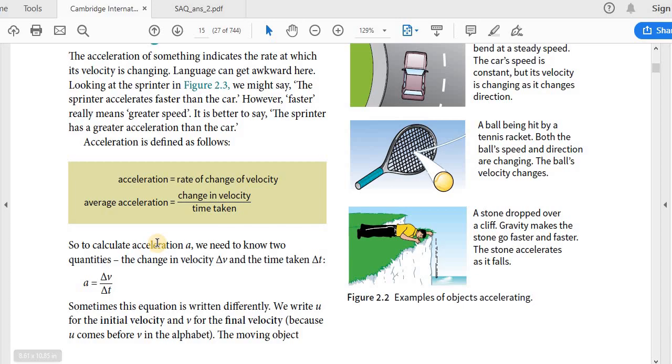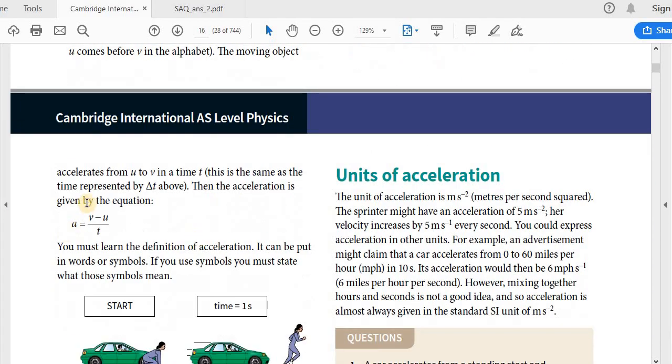And here it is in symbols. Change in velocity means final velocity minus initial velocity. We use simple u for initial velocity and simple v for final velocity. So u is initial velocity, v is final velocity. So we can write this as a equals v minus u over t. And you can see that over here. Acceleration is change in velocity over time.